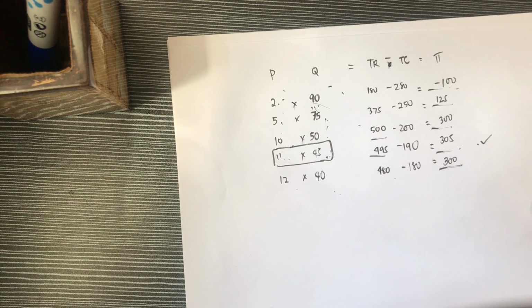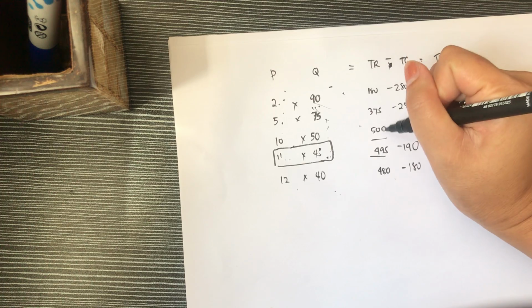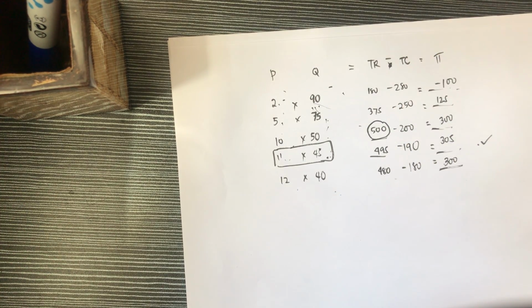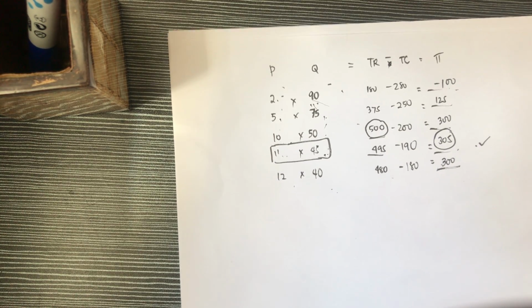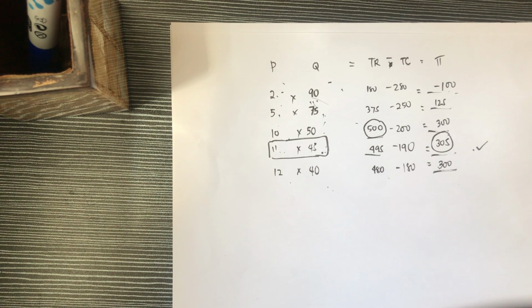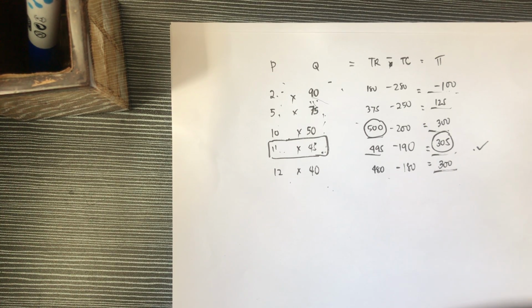Okay, so take a look at this. The highest revenue so far is 500, right? And the highest profit is 305. And you can see that there are different combinations of price and quantity that are going to give you the highest revenue and the highest profit. So therefore, we again conclude that even if 11 will give you the highest profit, it may not give you the highest revenue because it still depends on the total cost.